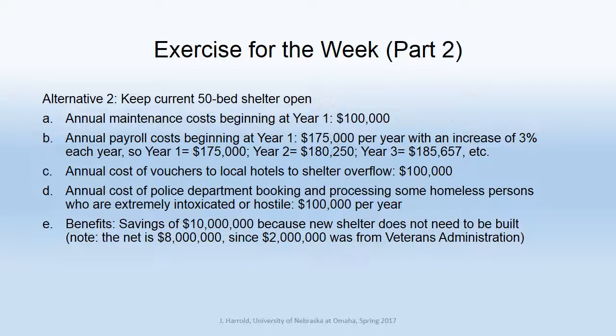Your annual cost of vouchers to local hotels, which we talked about, is $100,000. The annual cost to the police department, again, $100,000. And the benefit in this is that you're saving $10 million because you're not building the new shelter. But $2 million of that came from the Veterans Administration, so really you're just foregoing that grant. So that benefit actually ends up being $8 million.